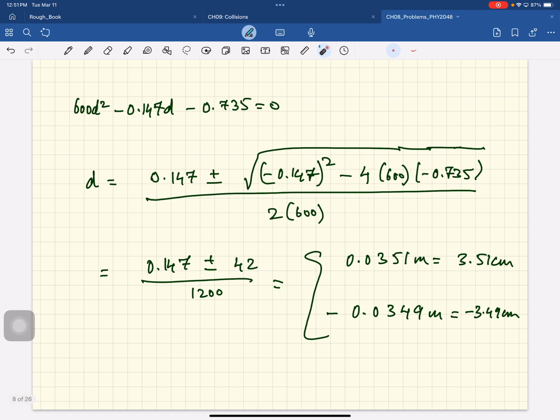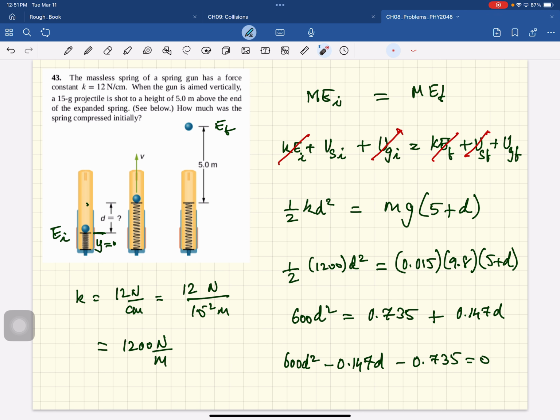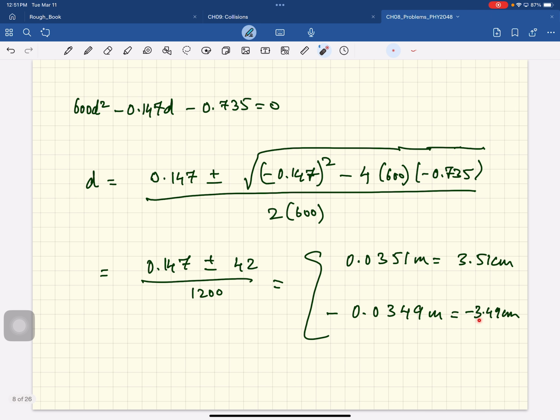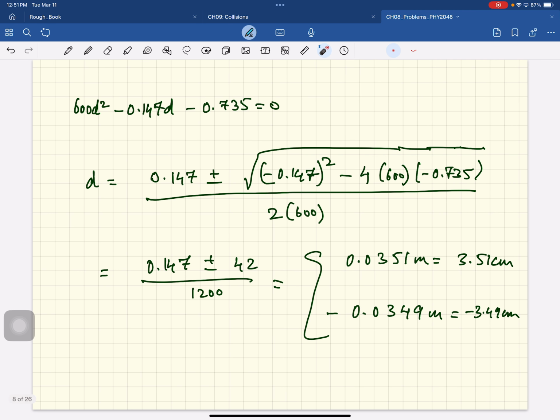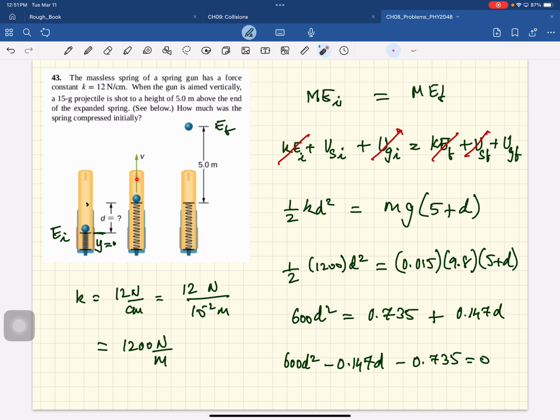What is this other solution? See, a quadratic equation always has two solutions. What do you think this negative solution is? It's slightly less than that. Now this is a little hard to figure out, but what this means is, we've set up the equation where this D is positive in this direction. So this negative D means that if the ball were attached to the spring and you fired it, it would rise up 3.49 centimeters above this point and then stop. So that's that solution.